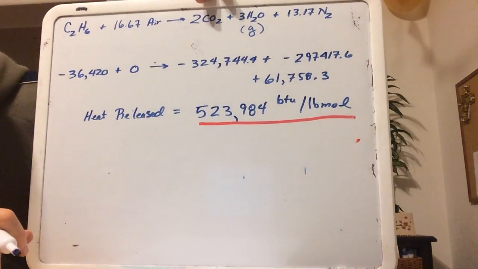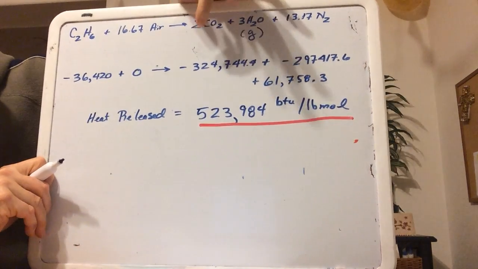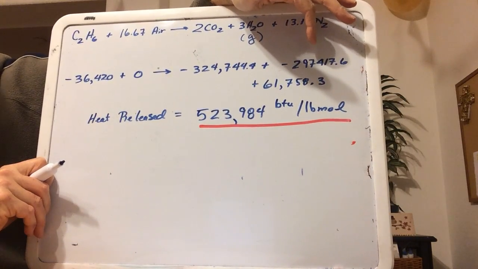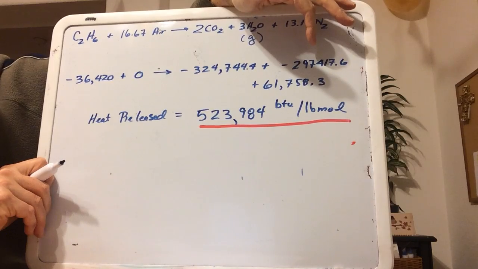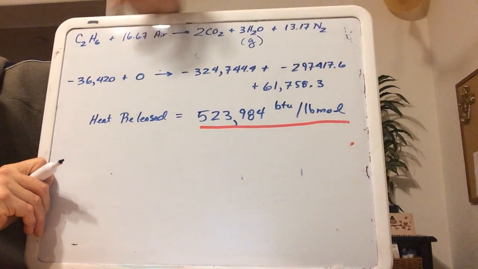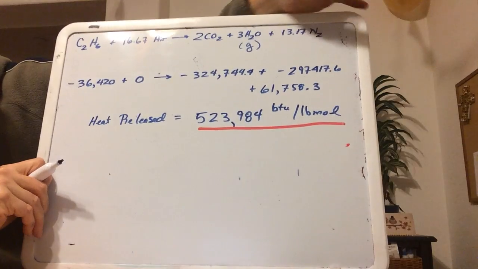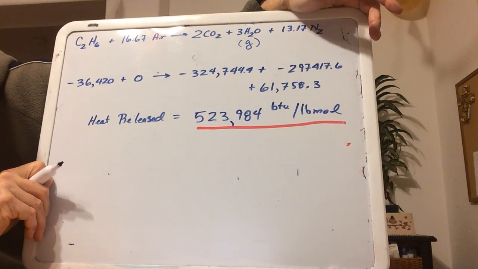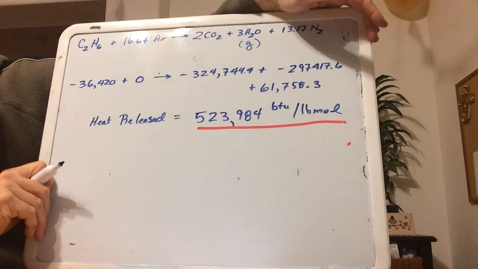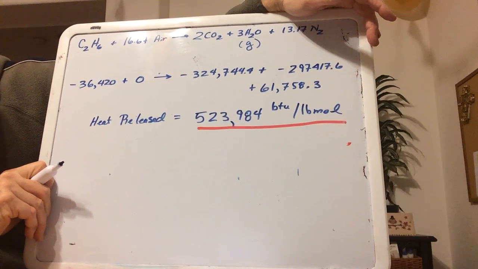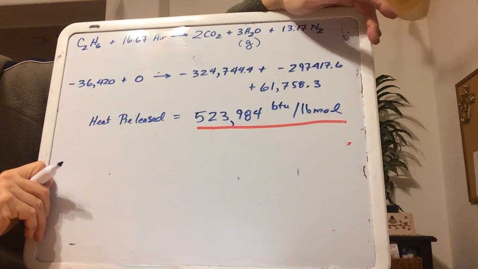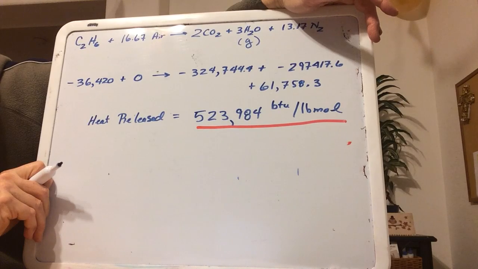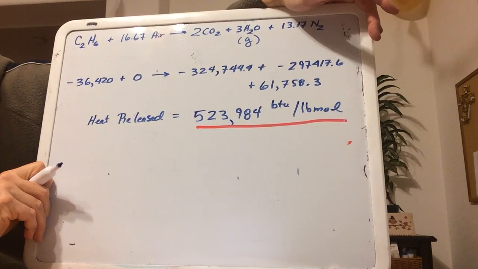Okay, so that's what I got. I hope it checks. Taking a look at the right side, we've got about 300,000 and about 300,000, so that's about 600,000. And we're coming in at 36,000, so it looks like it would be quite a bit over 500,000 released, but there's that 61,000 for the nitrogen, and that brings us down closer to 500,000. So I've got 523,984 BTUs per pound mole. All right, that sounds pretty good.